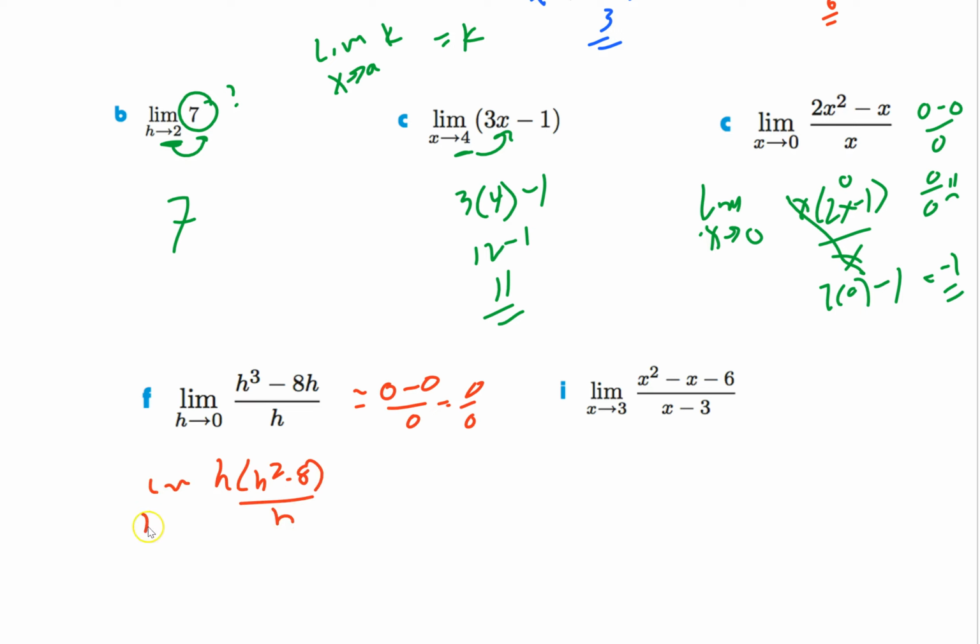Right? Limit as h approaches 0. So now they're gone. I can plug my 0 in because there's no more issues. 0 squared minus 8 gives negative 8. Last one, right? Same idea.